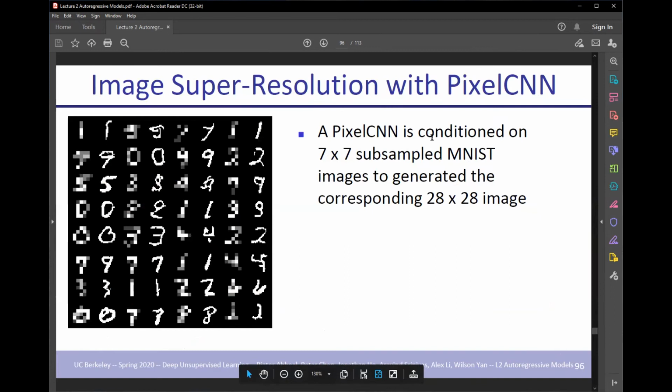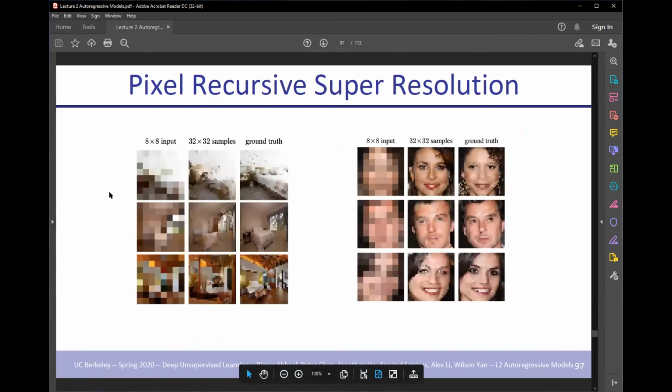So that's where a PixelCNN conditioned on a 7x7 subsampled MNIST generates the corresponding 28x28 image. And then he says you can use this for very high super resolution images, and it's basically pixel recursive because it's autoregressive. You go from 8x8, these are images, I think, of bedrooms and facial images, to 32x32 samples alongside the ground truth, and you can begin to see much more resemblance in the 32x32 samples as you go through the hierarchical process.